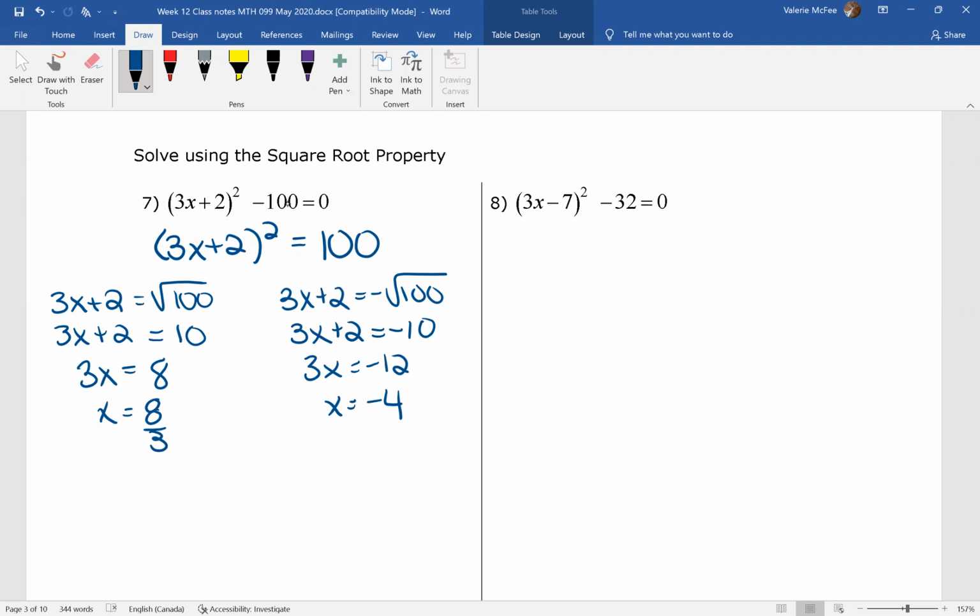In question 8, I see that you don't have a perfect square there, but you should be able to simplify that square root of 32 and solve the equation. Pause your video, give it a try. And now you have two equations.